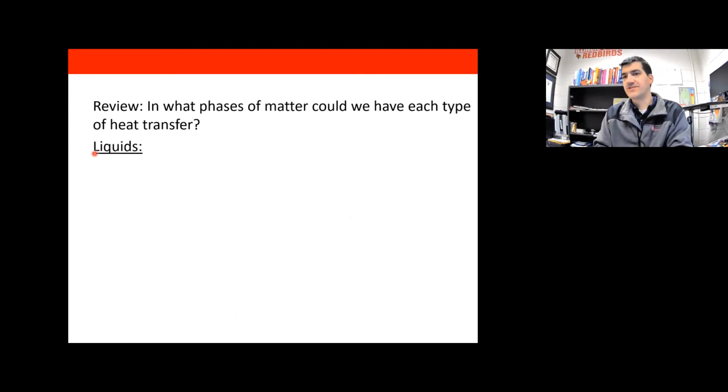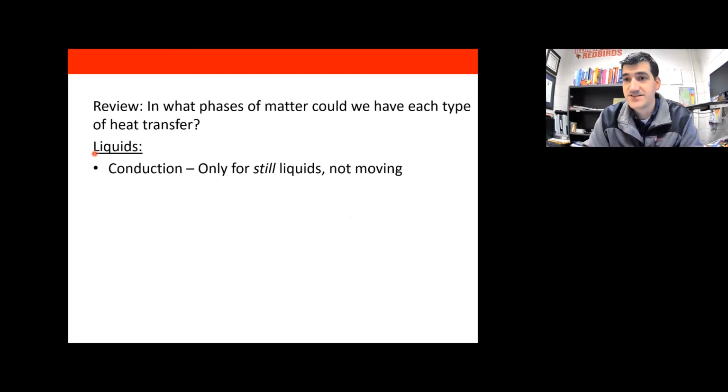All right, how about liquids? Can you get conduction through a liquid? Well, only if the liquid is still and not moving, right? Because if it's moving, then that's not conduction, that's convection. So can you get convection heat transfer through a liquid? Yes, definitely, but only if the liquid is moving.